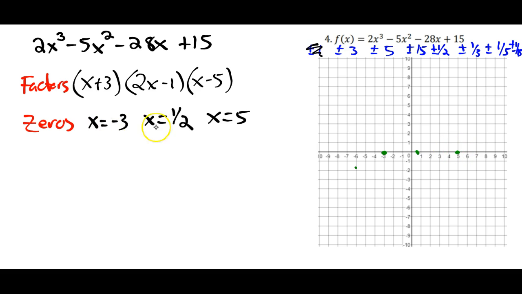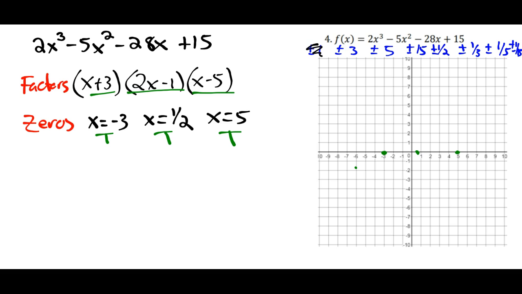When I talk about multiplicity of those, I'm saying how many times is the factor that it came from listed. This one is listed once, which means it goes through. It's an odd number. This one's listed once, where we got 1/2 from, so it's an odd number, it goes through. Same for this one, listed once, odd number goes through.